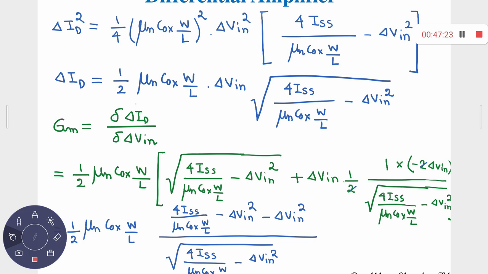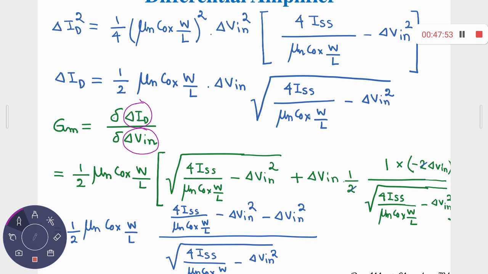Okay, now let's find out the transconductance of the differential pair, right? So delta ID is your differential output current and delta V is the differential input voltage. So what is the transconductance? What should be the formula? It's nothing but delta ID upon delta V. Because this delta ID is your output current for the differential pair and delta V in is the input voltage for the differential pair.